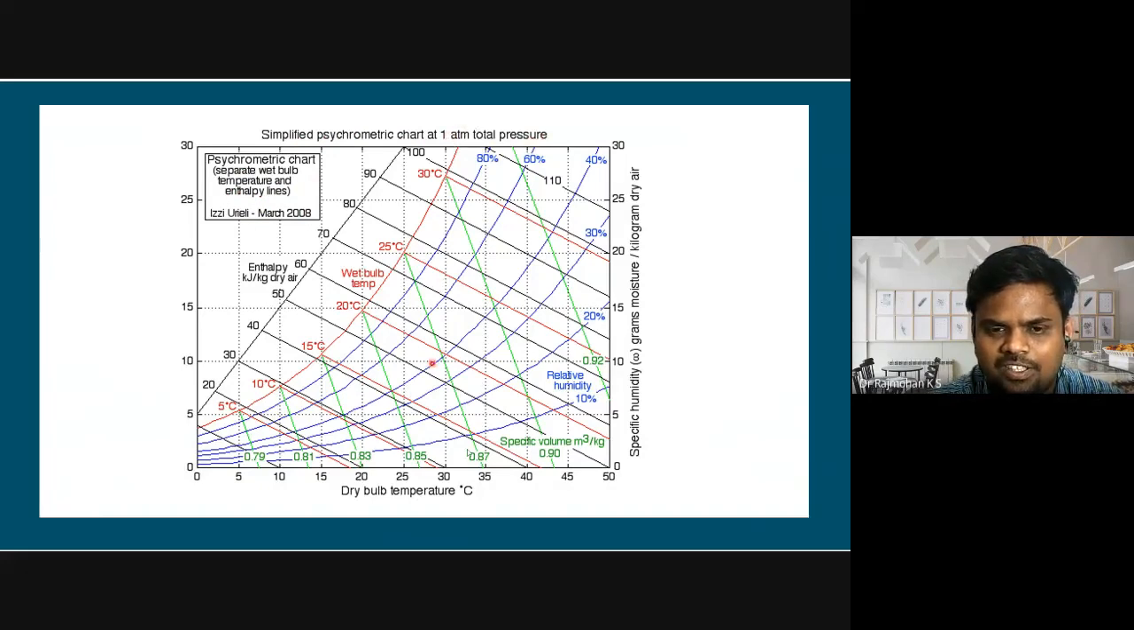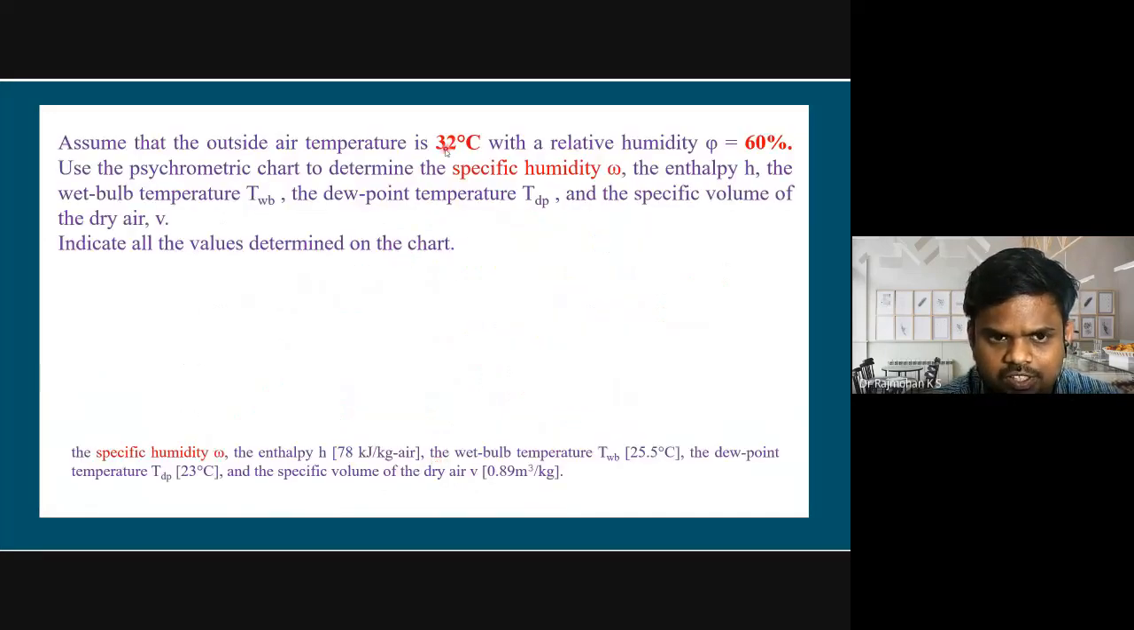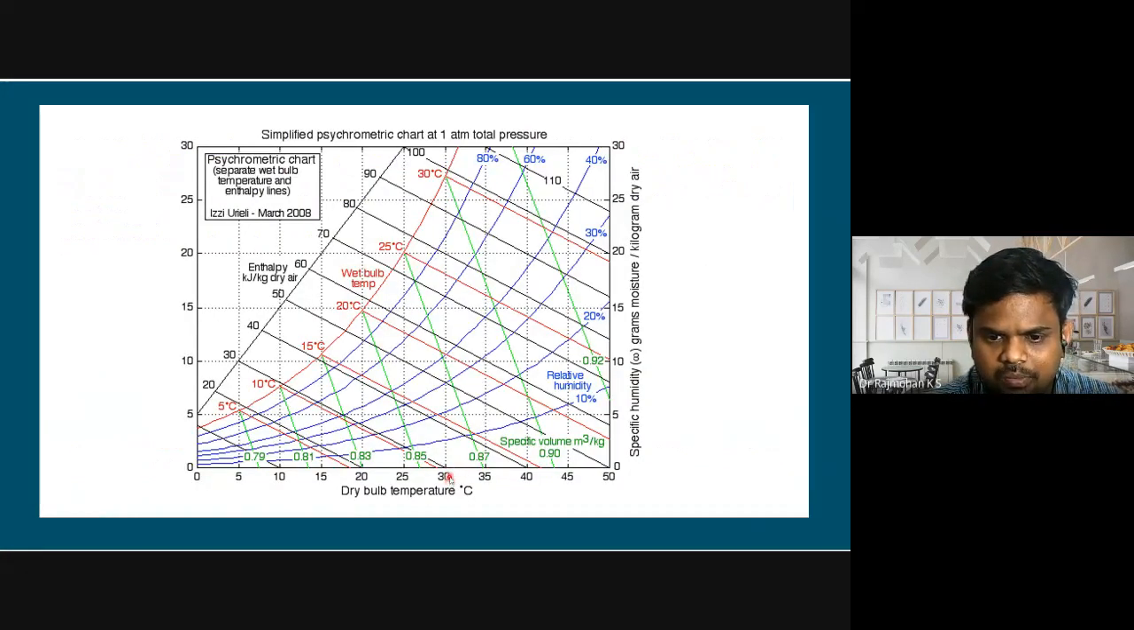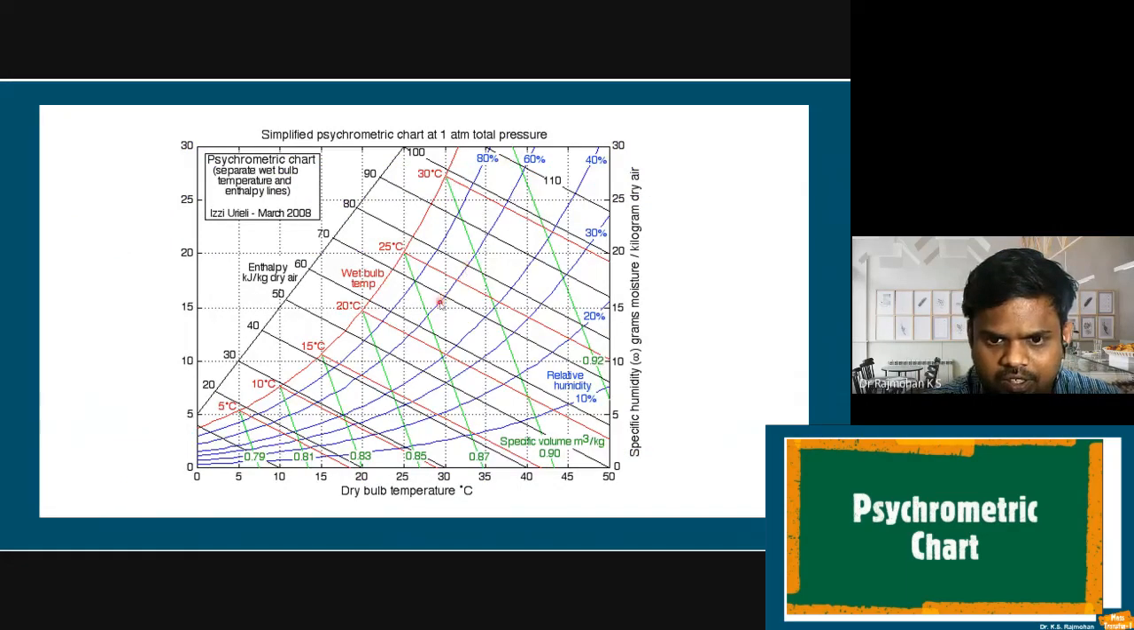So on atmospheric condition operations, we can make use of this chart. So we have specific humidity. Okay, so what to do? First, the conditions are given, right? What are the two conditions given? So in this problem, 32 degrees Celsius is the dry bulb temperature and 60% is the relative humidity. So on this 60% line and 32 degrees Celsius, here we have to mark our point.